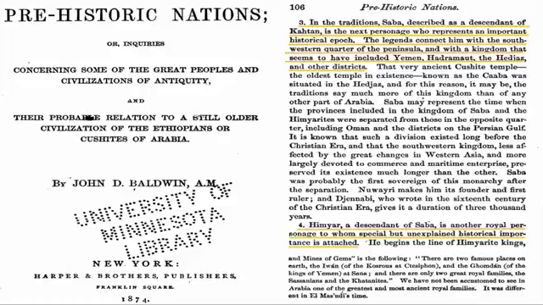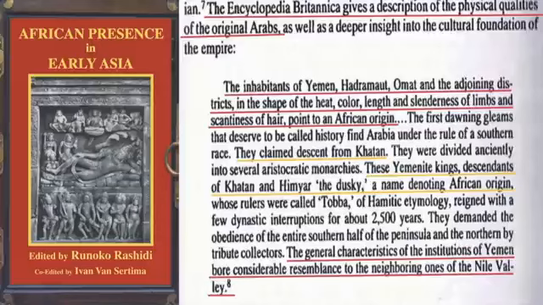So let's deal a little bit more with the Jokhtanites because I'm not done. This is from Prehistoric Nations by John D. Baldwin. It says, in the traditions, Saba, described as a descendant of Joktan, is the next personage who represents an important historical epoch. The legends connect him with the southwestern quarter of the peninsula, and with a kingdom that seems to have included Yemen, Hadramaut, and Hejaz, and other districts. Himyar, a descendant of Saba, is another royal personage to whom special but unexplained historical importance is attached.